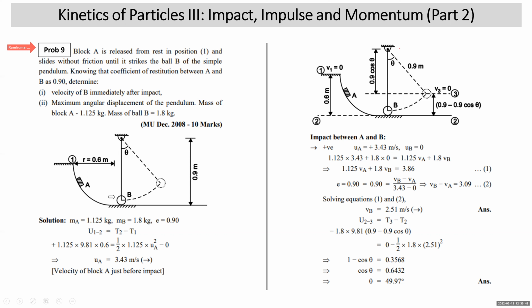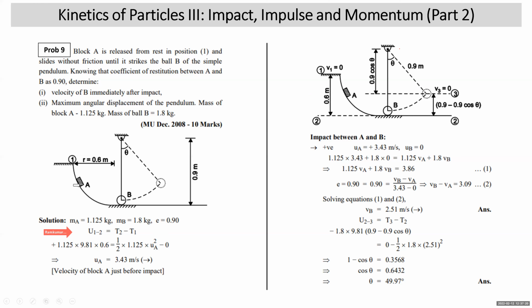This block slides without friction from position 1 to position 2, so we draw another diagram. This is position 1, this is position 2. The block A slides without friction, and the vertical displacement between positions 1 and 2 is 0.6 meter. This is the radius, 0.6. That means this is 0.6 meter vertical. Impact between A and B, taking towards right as positive. The mass of block A is this, the mass of block B is this, and E is 0.9.